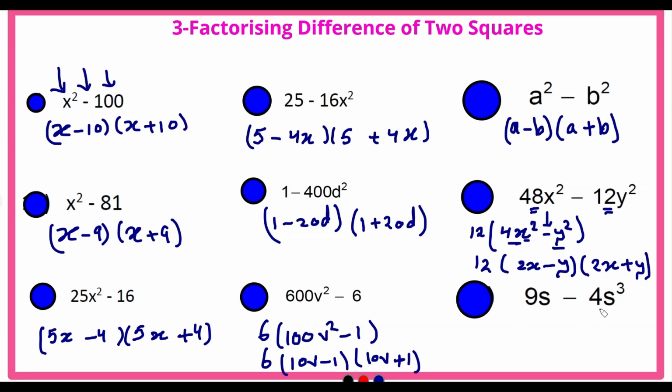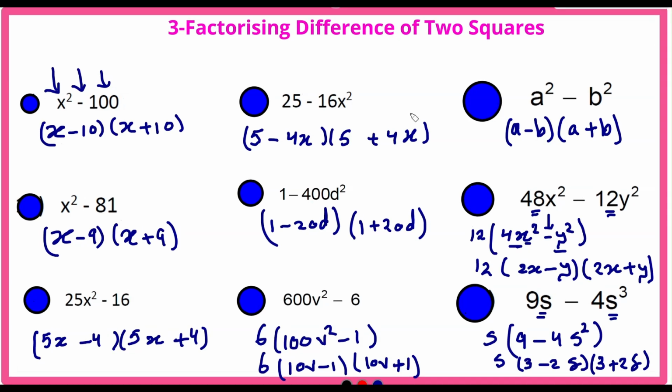Okay, there is nothing common between 9 and 4. Yes, but if you look closely, you'll see s in all of them. So when you take s out, what do you get? 9 take away 4 is squared, which is going to be 3. s times 3 minus 2s, 3 add 2s.